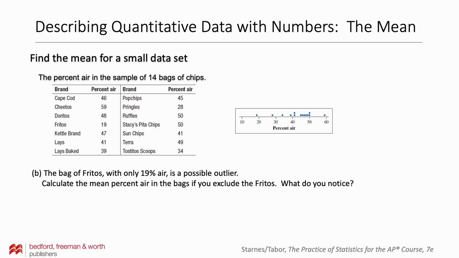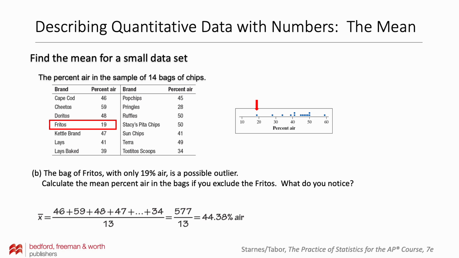Now, for instance, here it says calculate the mean percentage in the bags if you exclude the Fritos. What do you notice? In this chip bag experiment, including a bag with a very low percentage of error drastically lowers the mean. So notice how it went down.